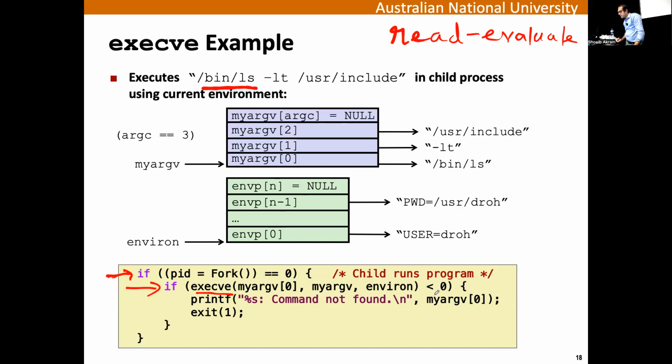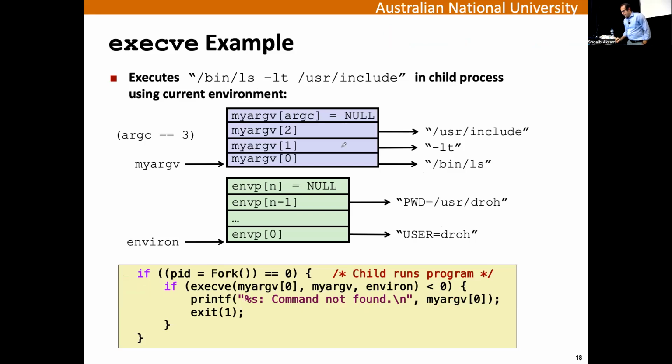So exec returns something less than 0 if the command is not found. Otherwise, it never returns. It just executes the program that it's asked to execute, and that's it. The only time it returns is if something wrong happens, and we can check for that by looking at the return value if it's less than 0.